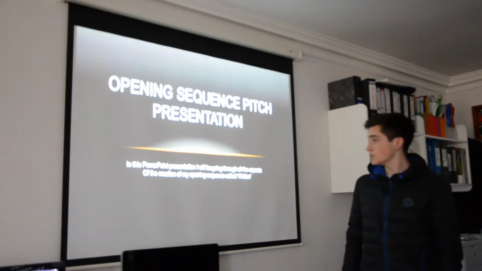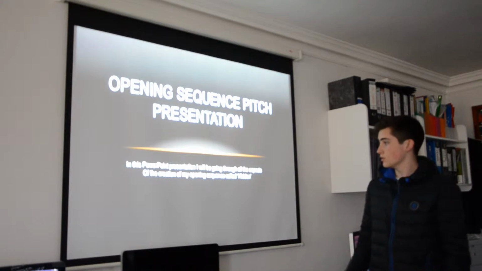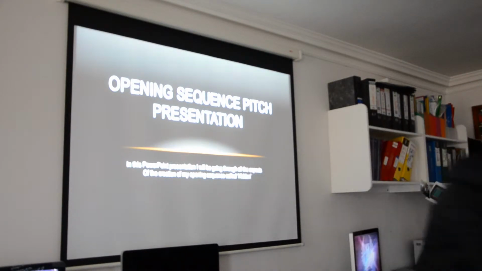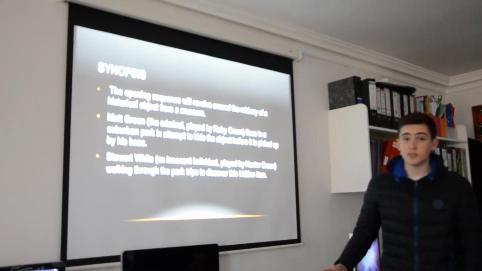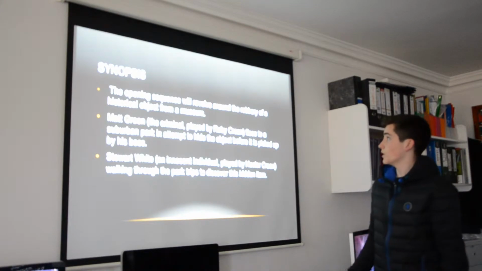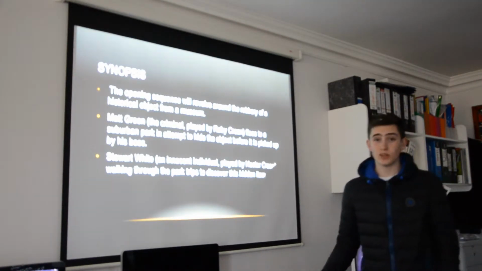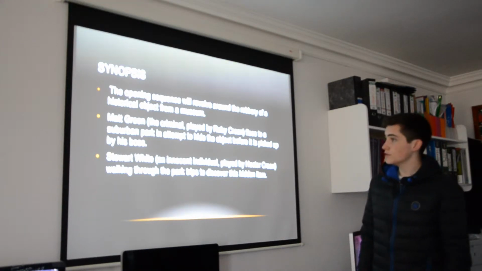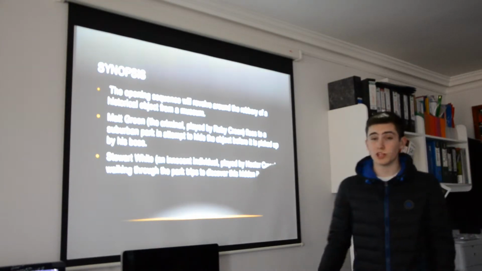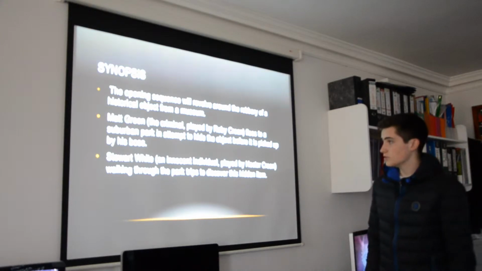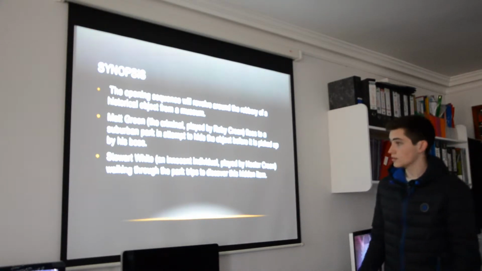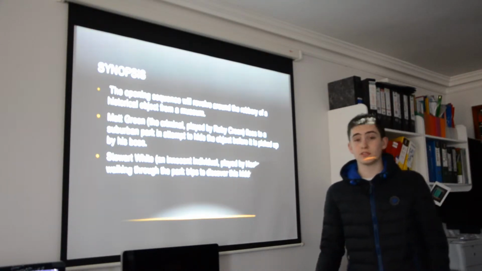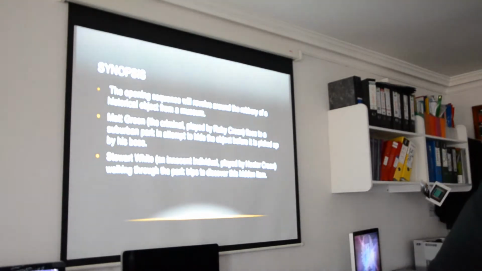In this PowerPoint presentation I'll be going through all the aspects of the creation of my opening sequence, which is called Hidden. What is my opening sequence about? The opening sequence will revolve around the robbery of a historical object being stolen from a museum. Matt Green, the criminal, played by Roby Green, flees to a suburban park in an attempt to hide the object before it's picked up by his boss. Stuart White, an innocent individual, played by Hector Green, walking through the park, trips to discover this hidden item.